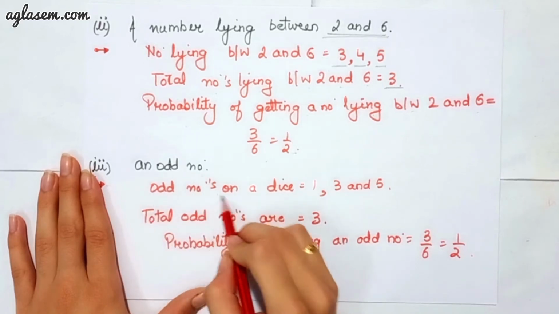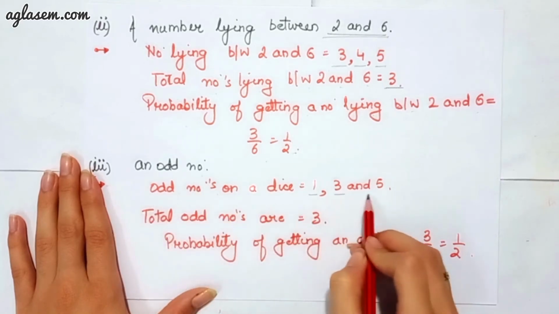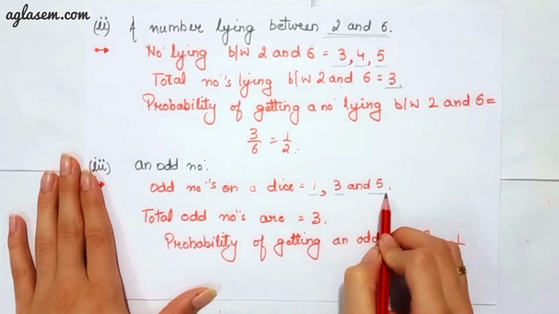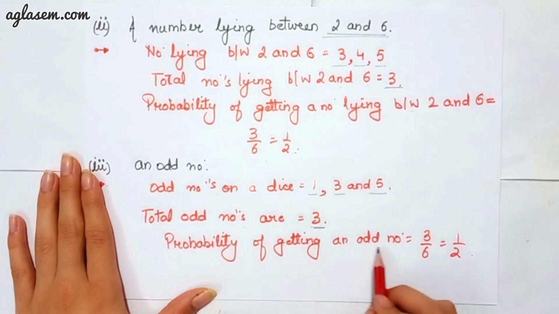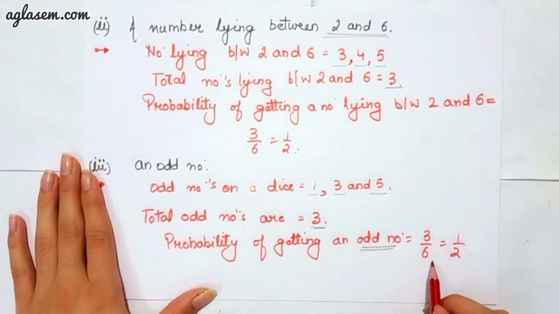Third part says an odd number. So the odd numbers on a dice are 1, 3 and 5. It means the total is 3. So the probability of getting an odd number is 3 upon 6, which will give you 1 upon 2.